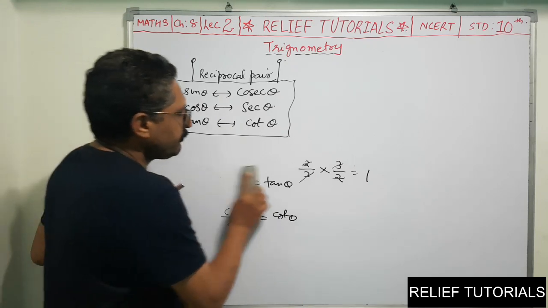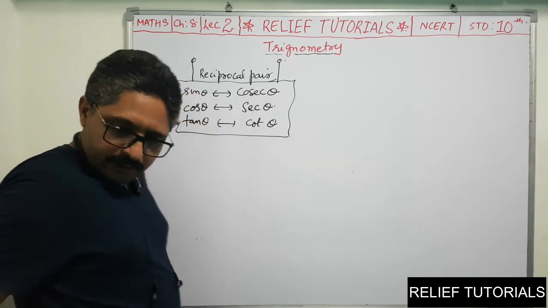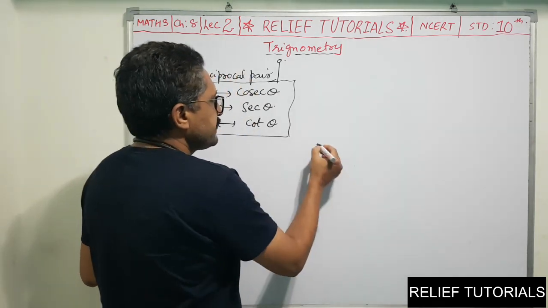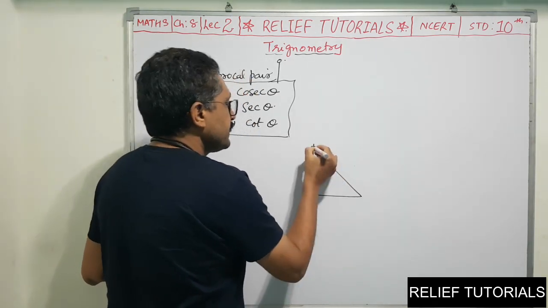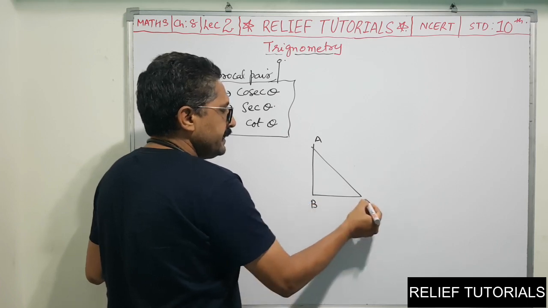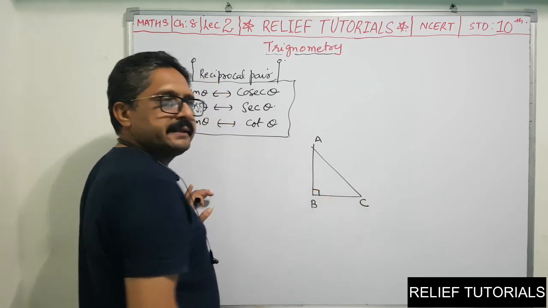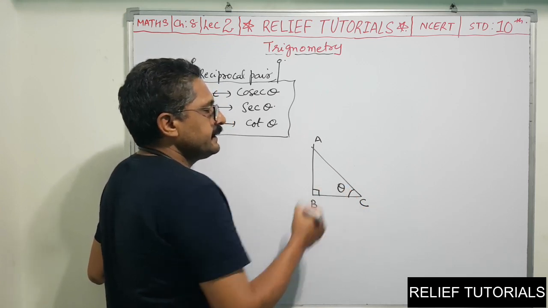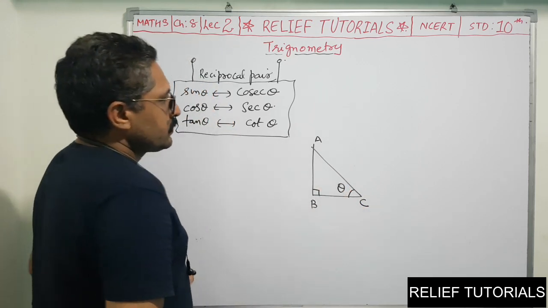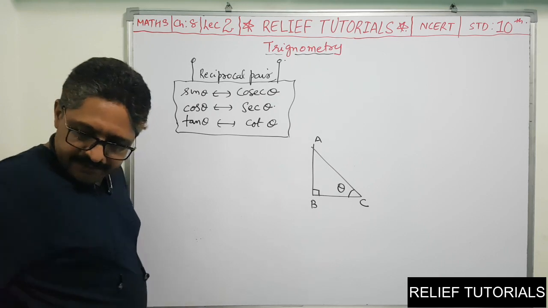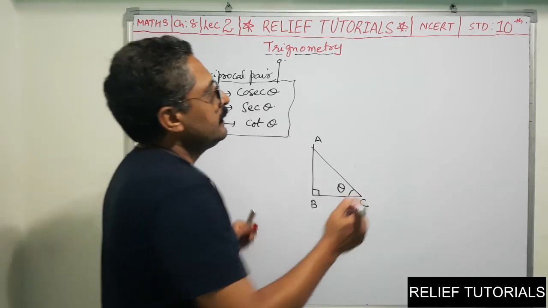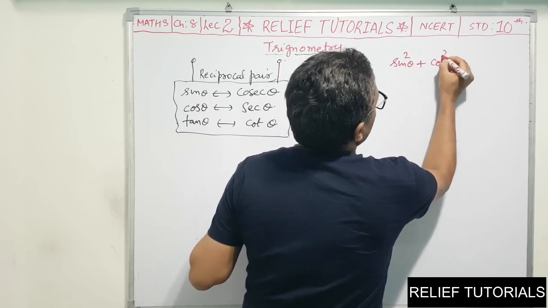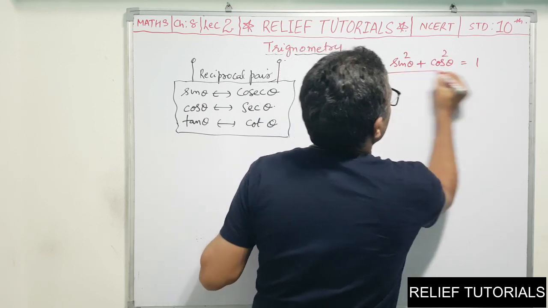But today we are going to learn a few standard identities. Suppose I consider this triangle ABC. This is 90 degrees, and angle C we will consider as theta. Now see, we have one identity, that is sin square theta plus cos square theta is equal to 1.